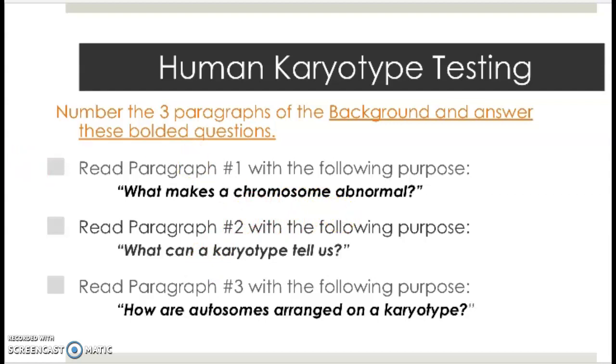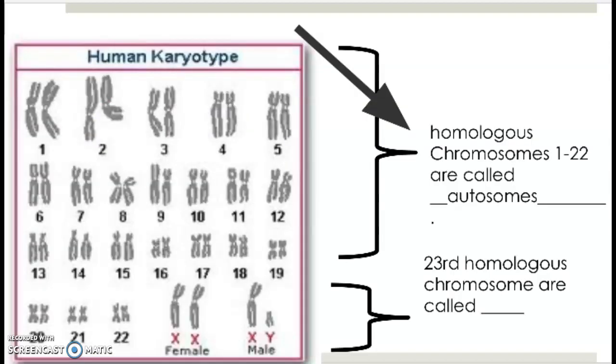Okay, so go ahead and do that. Go ahead and pause this podcast, read through the 3 paragraphs, answer the 3 questions, and then we'll come back together. Okay, now that you've finished answering the 3 questions and reading, I want to go over the karyotypes.